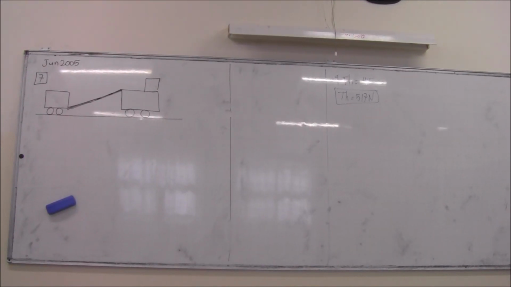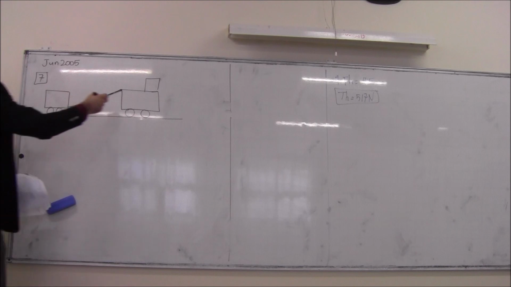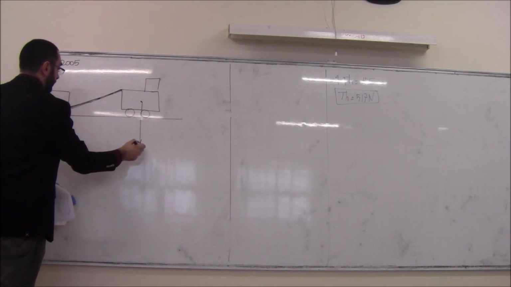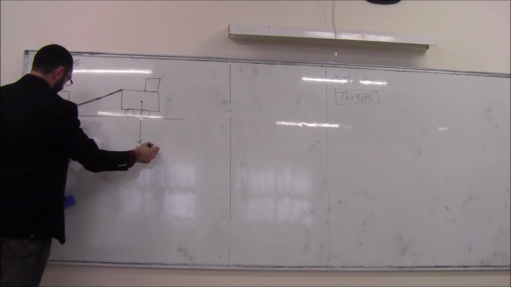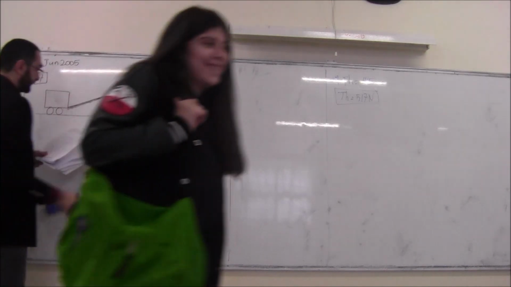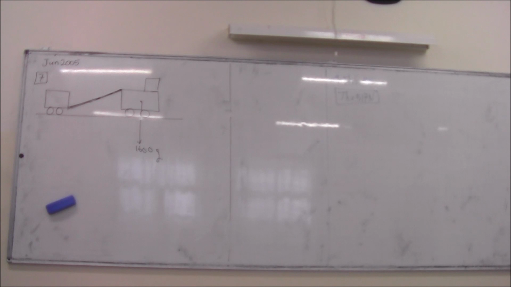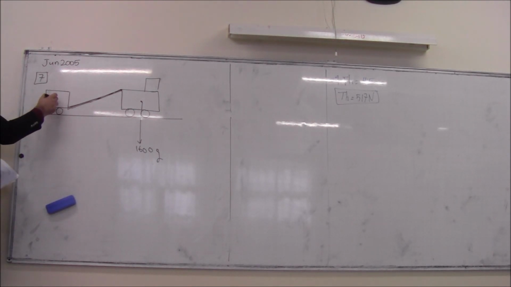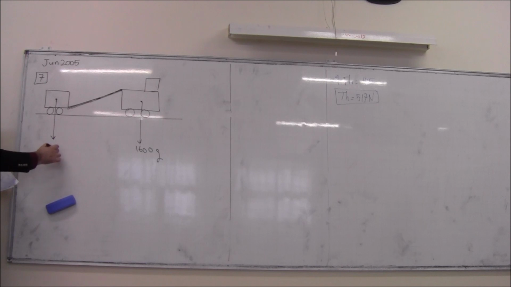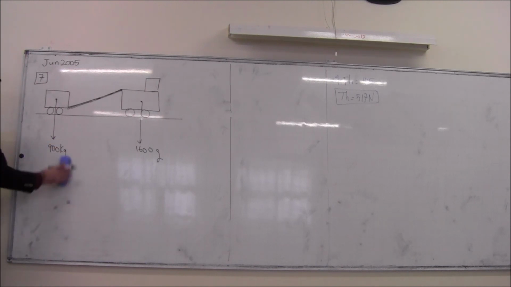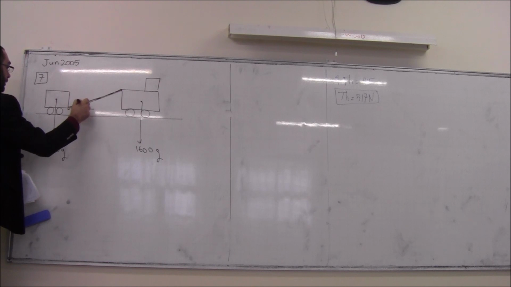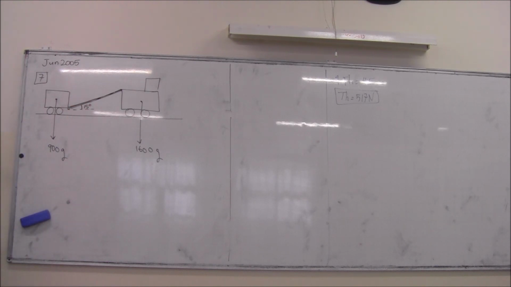Figure 4 shows a lorry of mass 1,600 kilograms towing a car of mass 900 kilograms along a straight horizontal road. The tow bar is inclined to the horizontal at 15 degrees. The two vehicles are joined by a light tow bar, at an angle of 15 degrees.